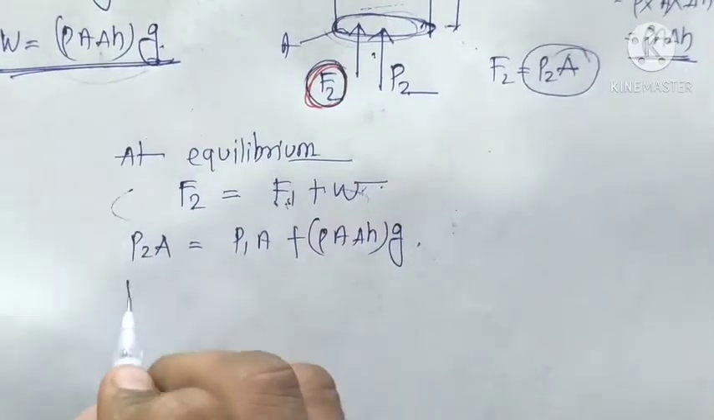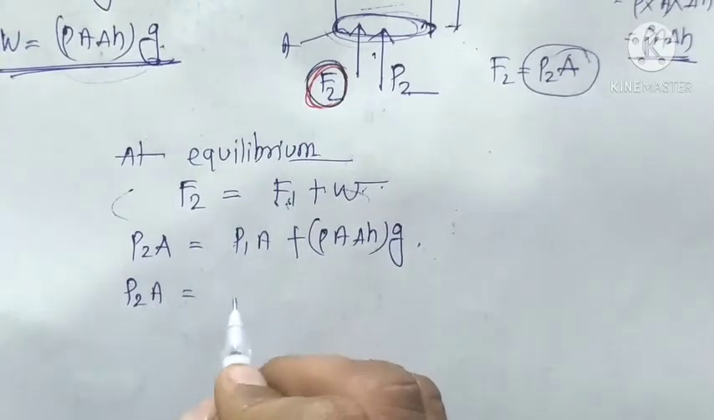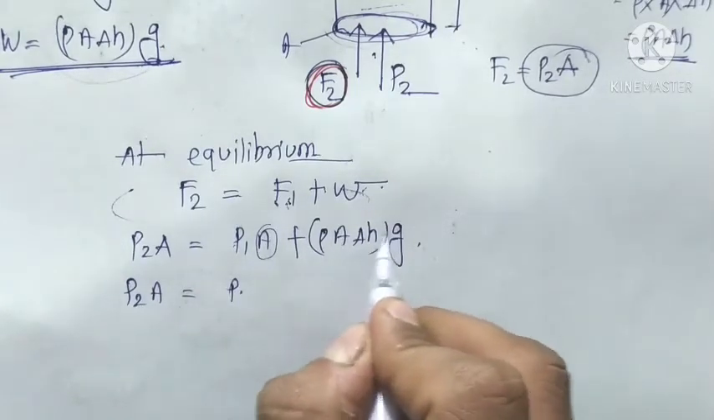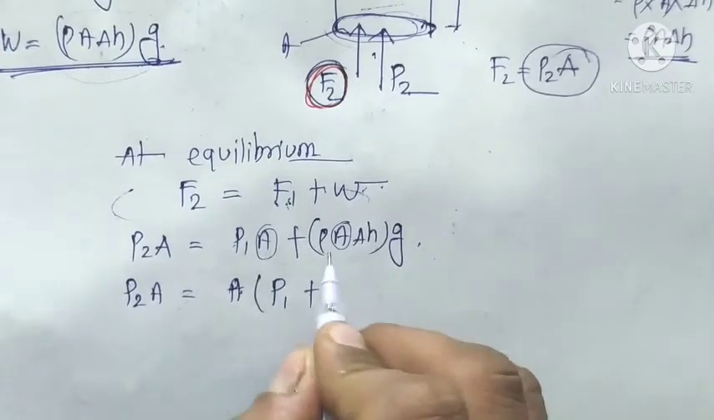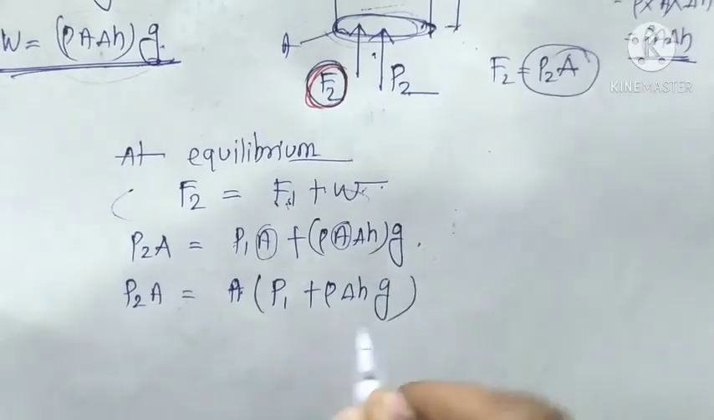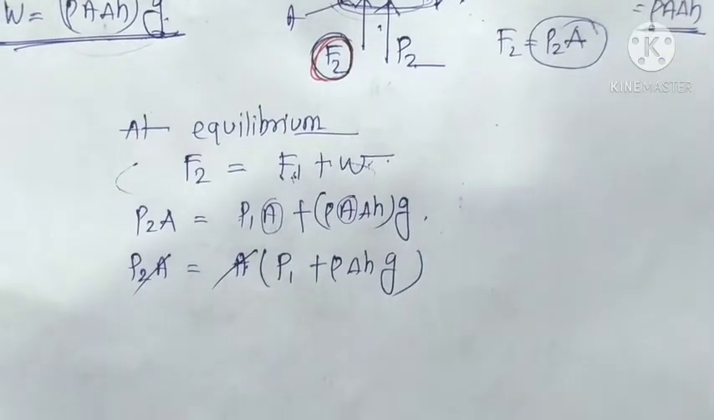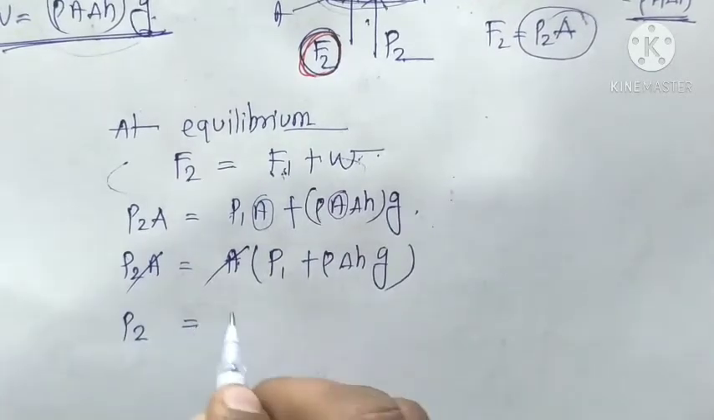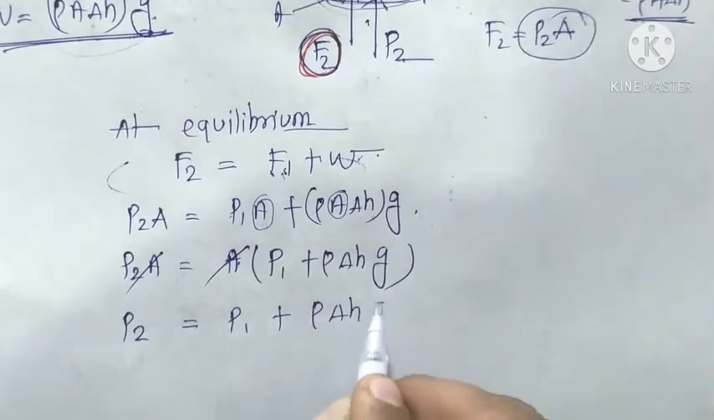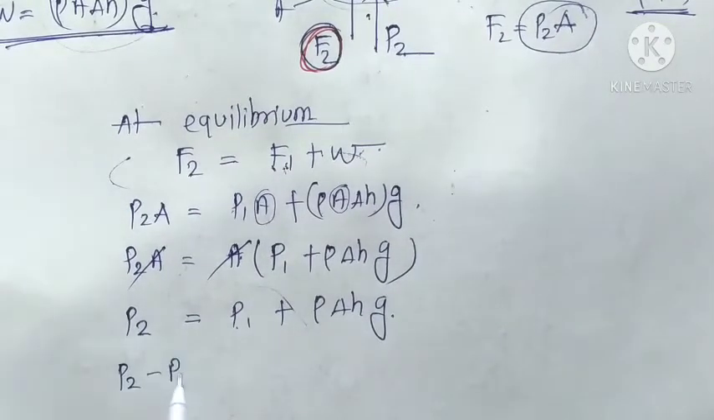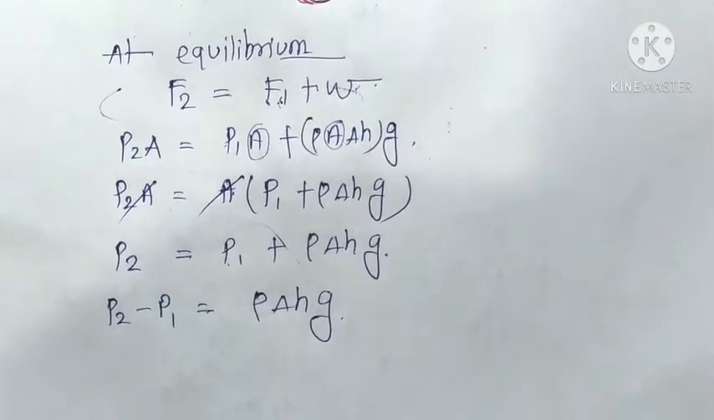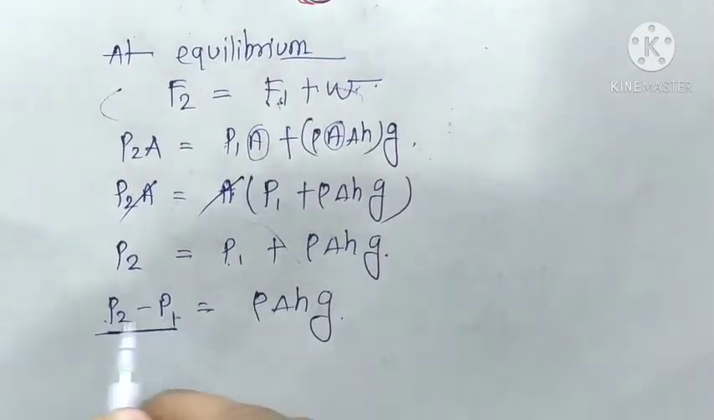Okay, P2A is equal to P1A plus rho A delta H G. We take A common here. What is left inside this bracket? P1 plus rho delta H G. A and A will be cancelled. What is left here? P2 is equal to P1 plus rho delta H G. So P1 goes to the left hand side. P2 minus P1 is equal to rho delta H G.